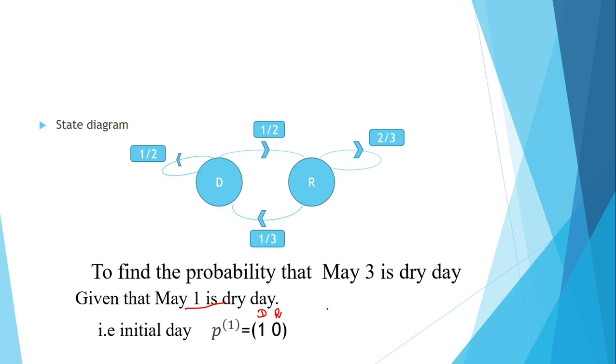Now, with respect to this P of 1 and the known capital P. Capital P is what? The transition probability matrix. We already have this: the transition probability matrix of the described process is 1 by 2, 1 by 2, with the second row 1 by 3, 2 by 3. So with this initial day probability P of 1 and this transition probability matrix, you can find P of 3. We need P of 3 here. What is P of 3? The probability distribution on the third day.